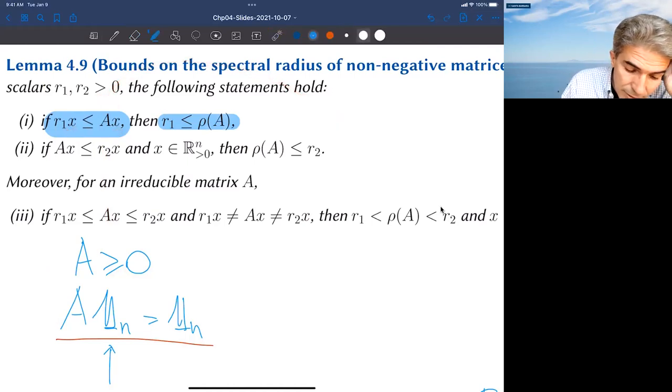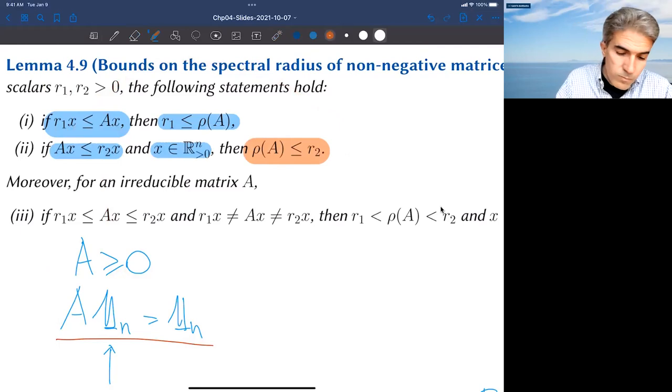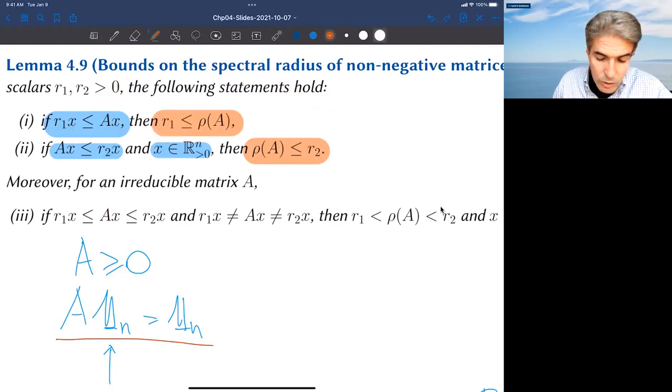Similarly, entirely analogously, if you can find an upper bound on A, but now I need one more property. I need X to be strictly positive. This would not work without an assumption. Then this leads to a nice upper bound on rho. So I have obtained lower bounds on rho, R1, and upper bounds on rho, R2. Lower bounds and upper bounds.